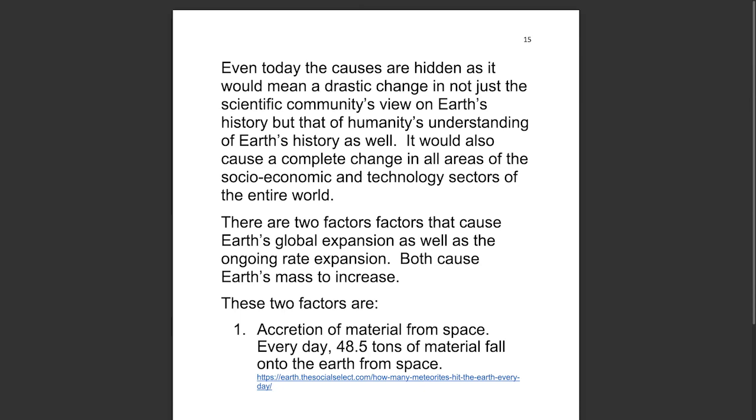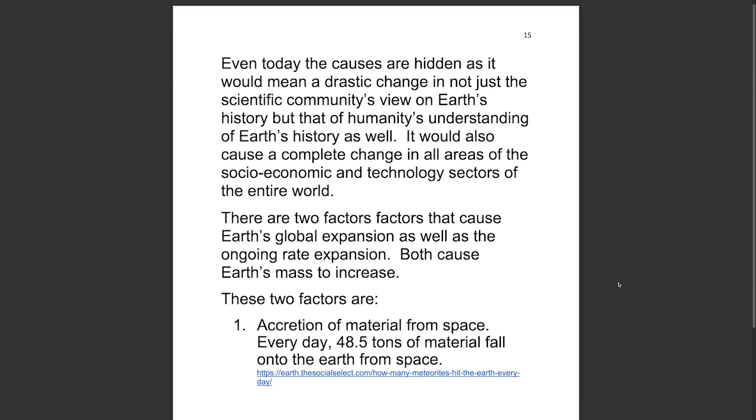The history of its geology, the people of Earth, the species, extinction, all kinds of things. It would cause a complete change in all areas of socio-economic and technology sectors of the entire world. There are two factors that cause Earth's global expansion, as well as the ongoing rate of expansion. In other words, expansion and the rate of expansion is increasing.